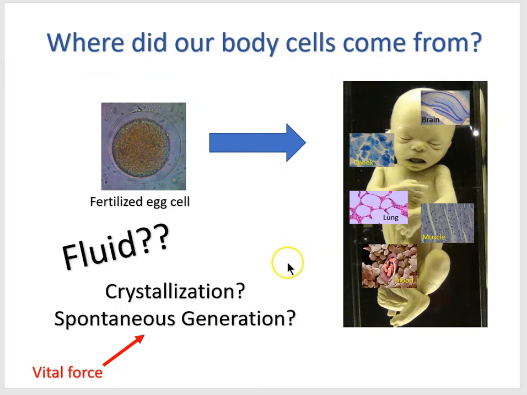So when we apply these ideas to the case of animal development, there were lots of folks who argued that new cells emerge from the fluid. Some thought the fluid inside the cell, some believed the fluid outside the cell could make new cells. Some believed new cell formation was kind of like crystallization. And there were lots who believed that this was a case of spontaneous generation. A vital force in nature had the power to stir up non-living materials to make new living cells.